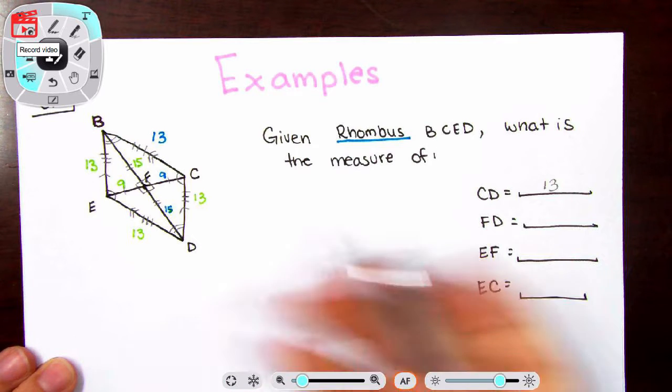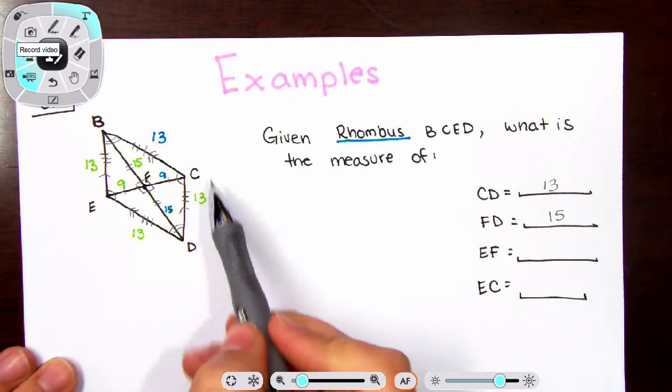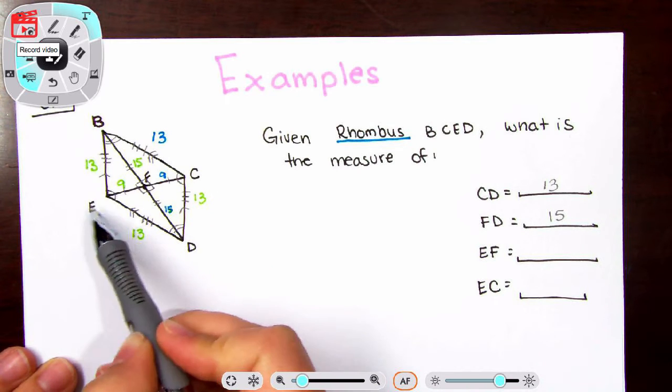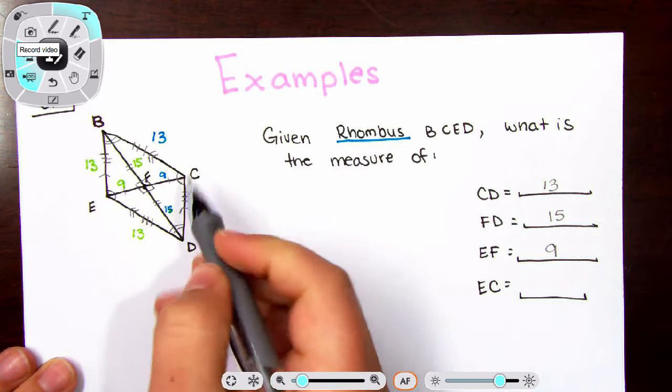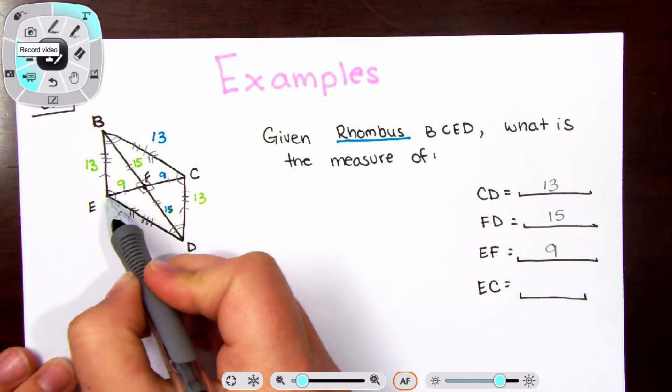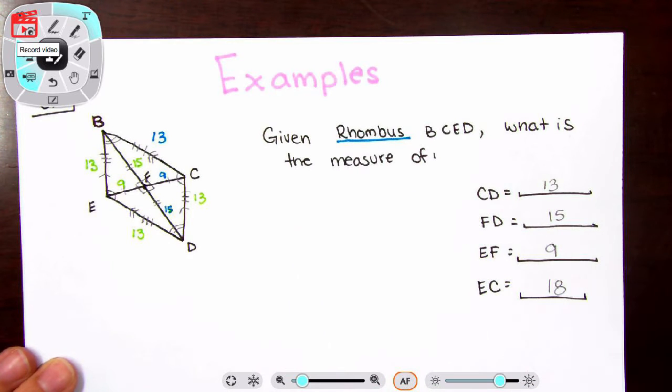FD, this one right here, is 15. What is the measure of EF? E right here, and F, that is 9. And EC, well, EC contains 9 and 9, so that would be 18.